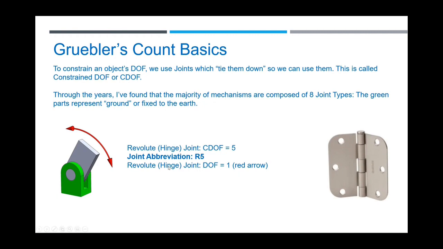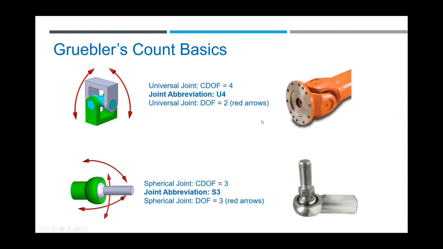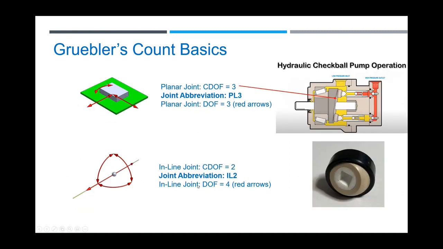So the 5 is an abbreviation. You'd like to use R, which represents a revolute joint. So that has a constraint of 5 degrees of freedom. And you've seen this prismatic slide. That's a P, which has a value of 5. Cylindrical has a value of 4. These are the typical mechanism joints you see. Universal has 4. Spherical joint has 3.